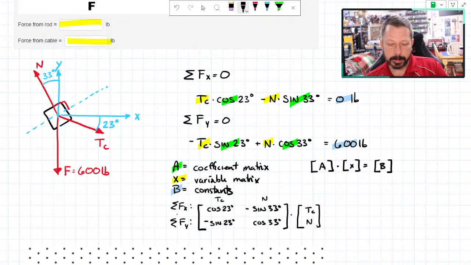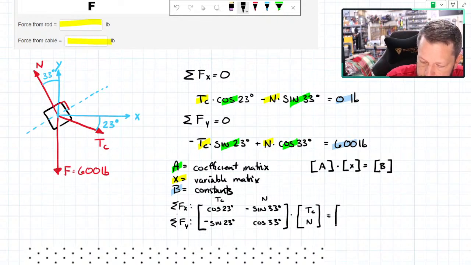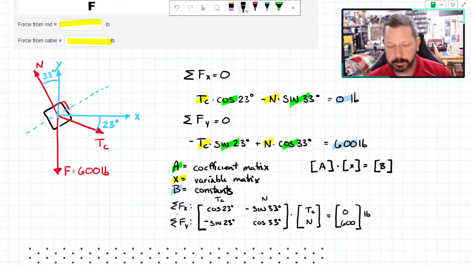If I were to multiply those out, you may or may not know a lot of linear algebra at this point, but if you took those two matrices and multiplied them together, you would get the two equations we just wrote up above. You wouldn't get the 0 and 600 yet, but you'd get the left-hand side of the equal sign, those two parts of the equation. And then it equals the B matrix, which is 0 and 600. Those have units of pounds on them.